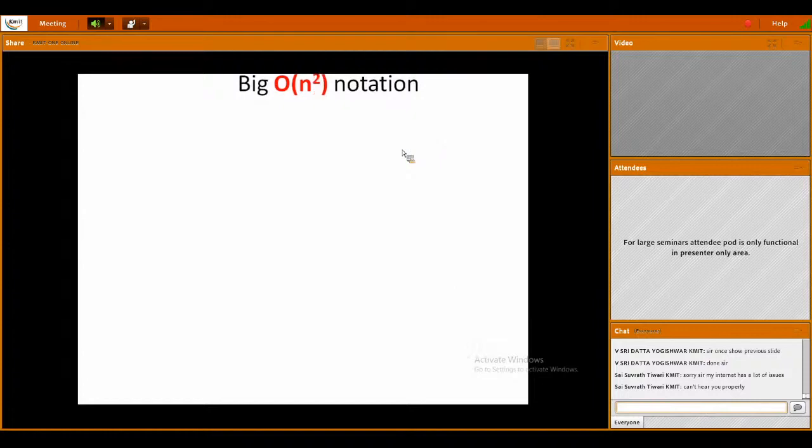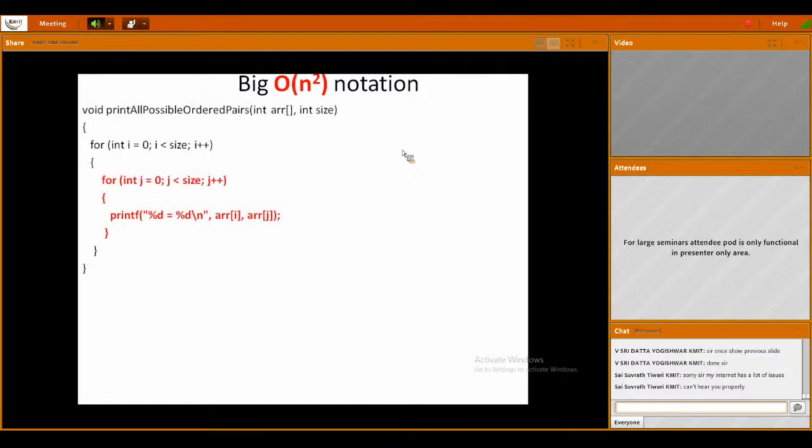Now O n square. What is O n square? Is it an example of O n square? If yes, why?